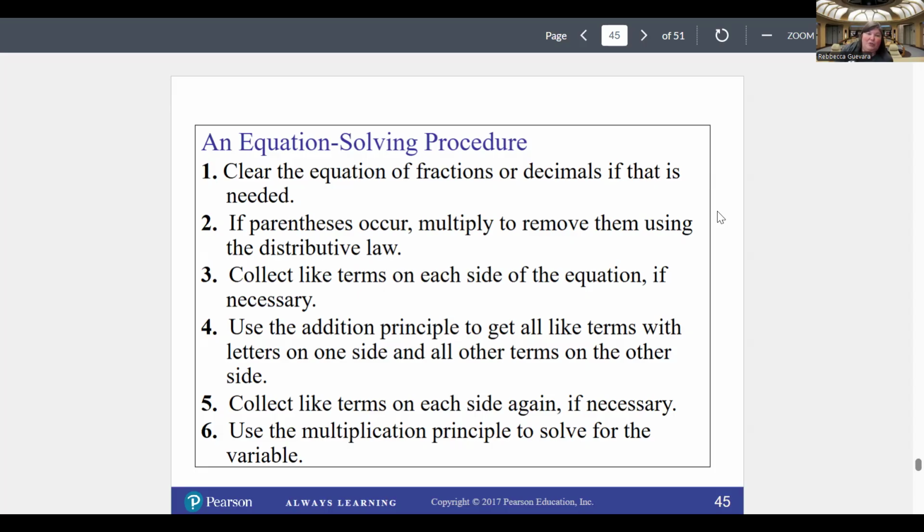So we may have to collect like terms on each side again if necessary. Sometimes you just have to do that again once you move things around. It shouldn't happen too often. And then we want to use the multiplication principle to solve for the variable. So if we have 3x is equal to 21, we want to make sure we divide both sides by 3. We're just trying to isolate that x.